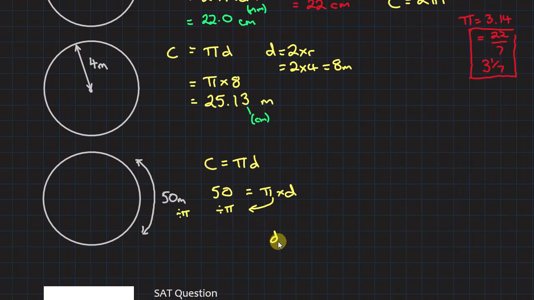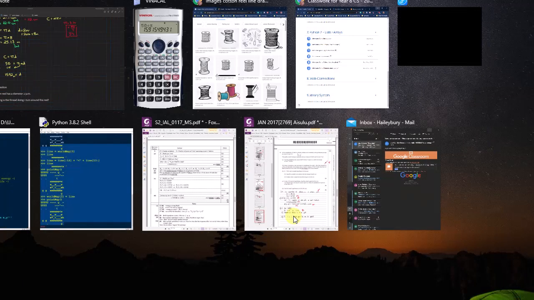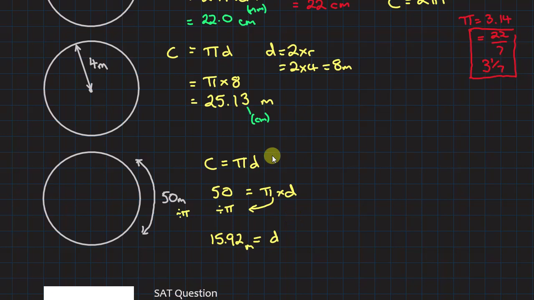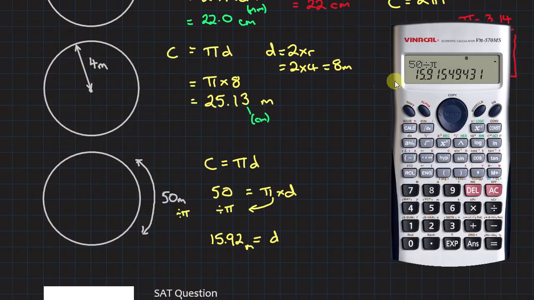So d equals 15.92 meters. 15.92 meters. 15.915 says round up. Okay.